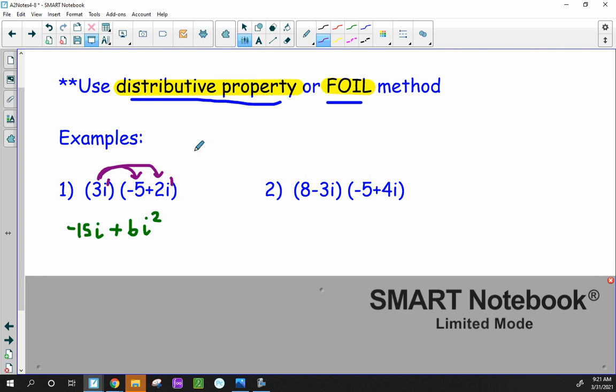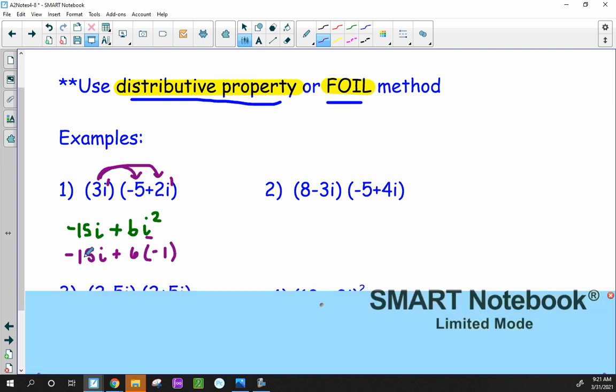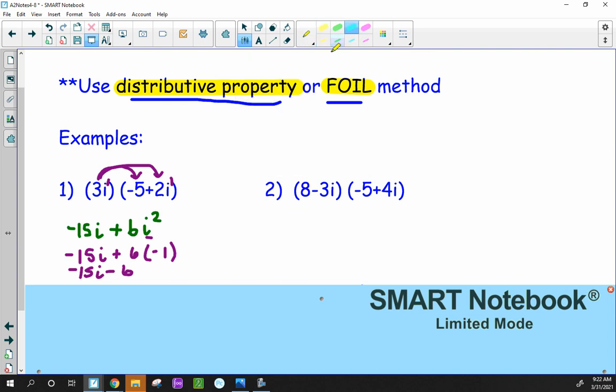The next step you'll show is you'll change your i squared over. We learned that in the last set of notes. i squared, every time we see that, we change it to a negative 1. So notice how I'm writing this down. You'll need to show this step. And then you're going to do negative 15i, and then a positive 6 times a negative 1 is just a negative 6. And so the answer to my example 1 is negative 15i minus 6.